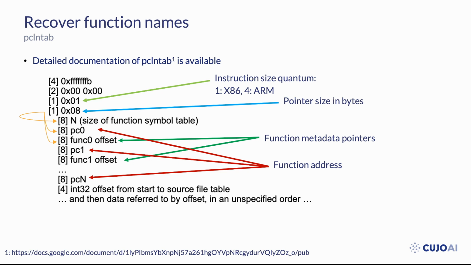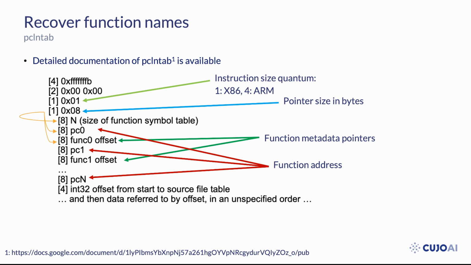Luckily, there is a detailed documentation available about the PCLN tab structure, and we won't go into every single detail of this PCLN tab. We will only focus on the parts that are important to recover the function names. It starts with a specific header. There is a magic value in the very beginning, followed by other important information. And then there is the so-called function symbol table. This table contains information about every single function within the binary. First, there is a pointer to the entry point of the function, and then there is an offset where the function metadata table can be found.